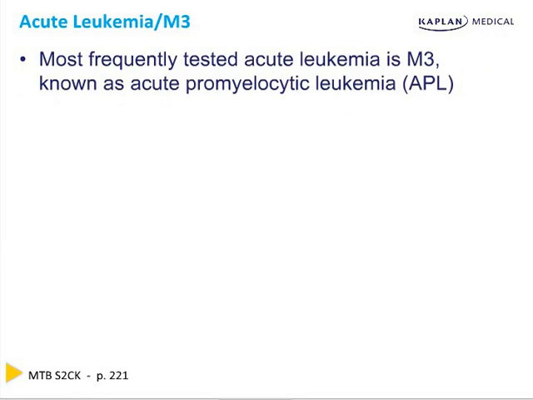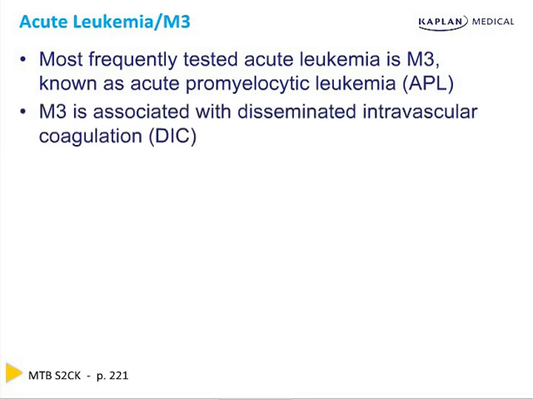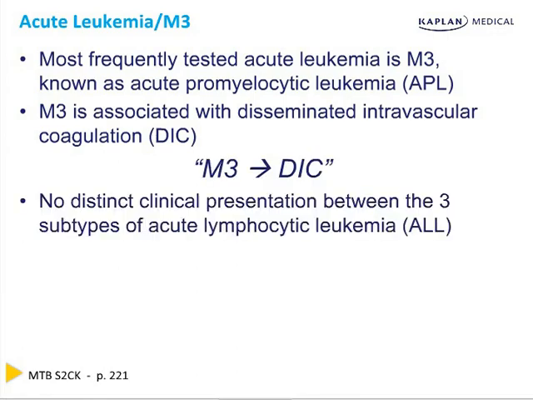The most frequently tested acute leukemia is M3, which is also known as acute promyelocytic leukemia. This is because M3 is associated with disseminated intravascular coagulation. M3 gives you DIC. There's no distinct clinical presentation between the three subtypes of ALL, and no distinct presentation between M4, 5, and 6. That's why they are always asking about M3: it's the only one that makes you bleed. None of the others have a distinct presentation, so you can't construct a question about things that are all the same. This is the only one that's different and unique.